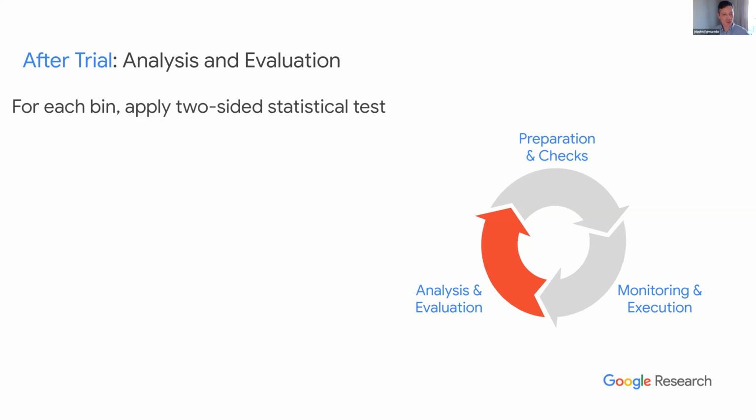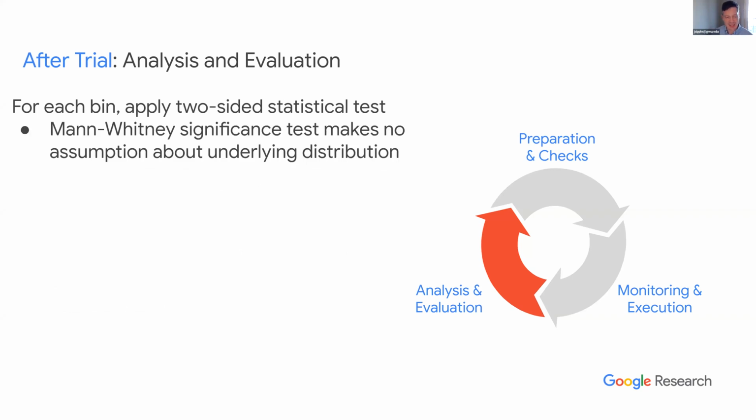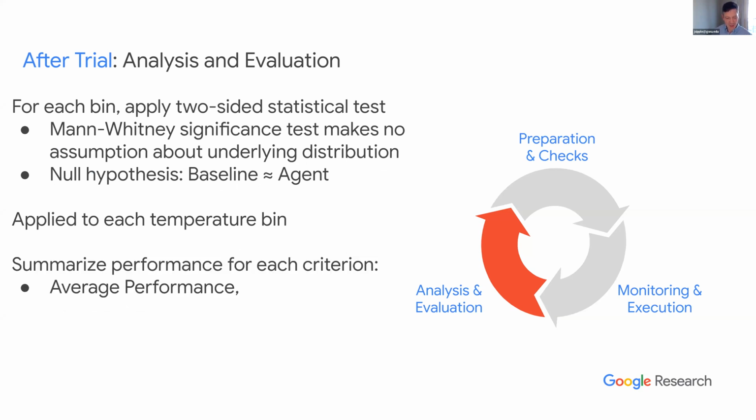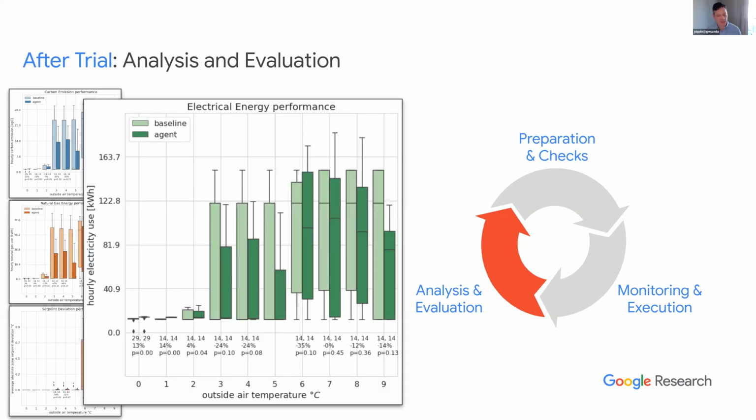And I'll show that here. So each of these will apply a statistical test because they become different distributions. So we need a statistical test. We use the Mann-Whitney, and it's applied to each of the temperature bins. And then we summarize for each of the criteria the average performance, with all the bins that have p-values less than 0.05, or a high confidence, 95% confidence. It looks something like this right here.